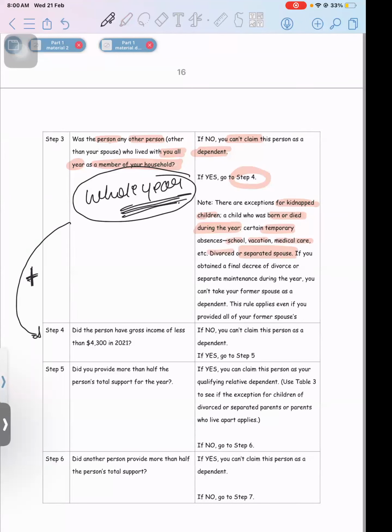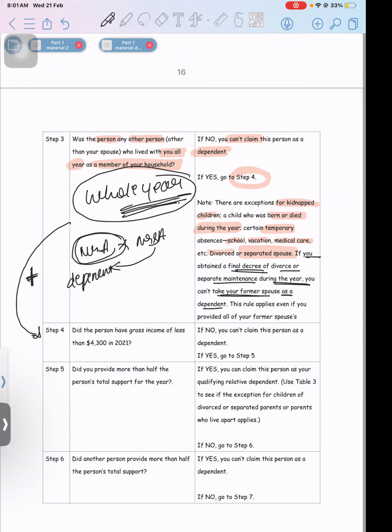If a child is not living with you for the whole year, that's fine. Okay, if you obtain a final decree of divorce or separate maintenance during the year, you can't take your former spouse as a dependent. See, some people make this mistake, like let's say Mr. A and Mrs. A, they both are divorced. Now, Mr. A is taking Mrs. A as a dependent on his tax return, just to claim the benefits. So this thing is not allowed. A former spouse cannot be added as your dependent.